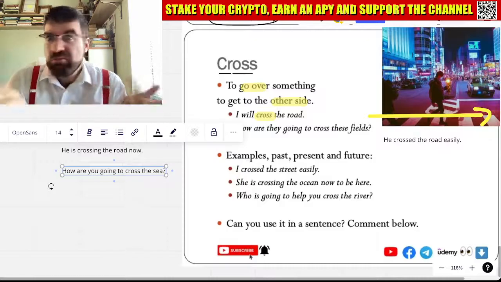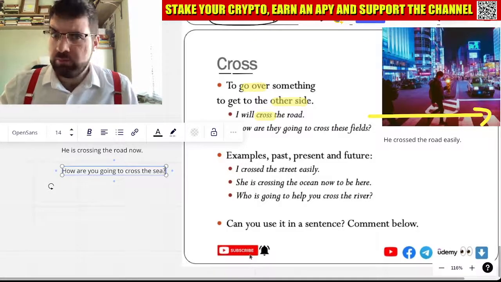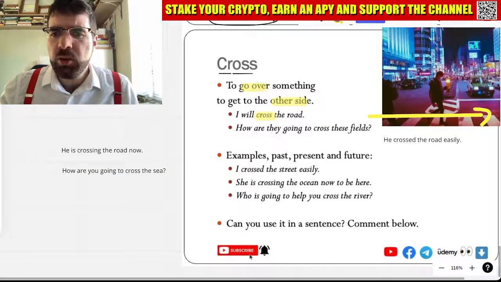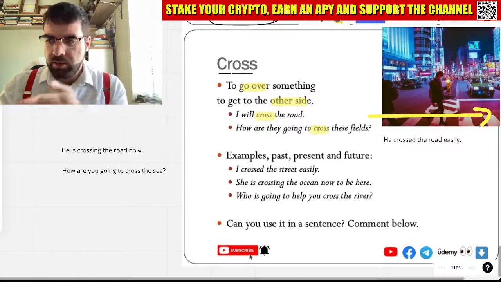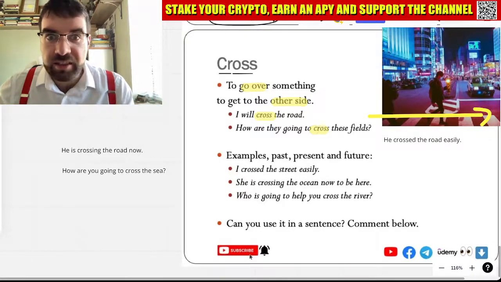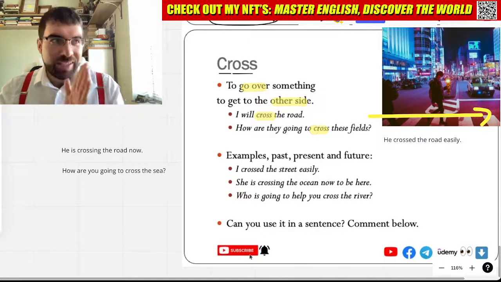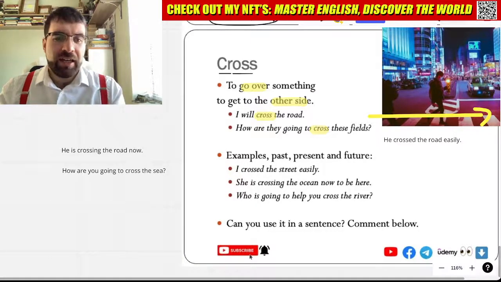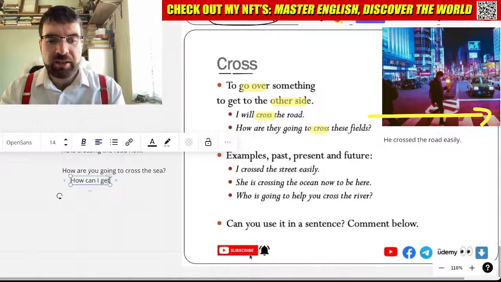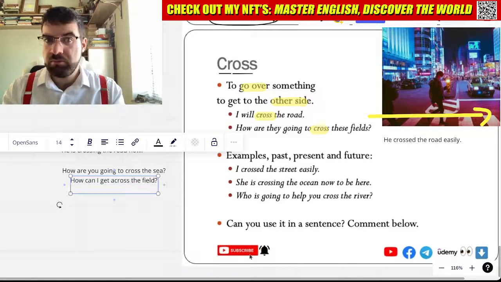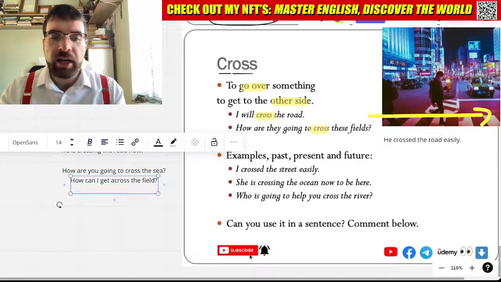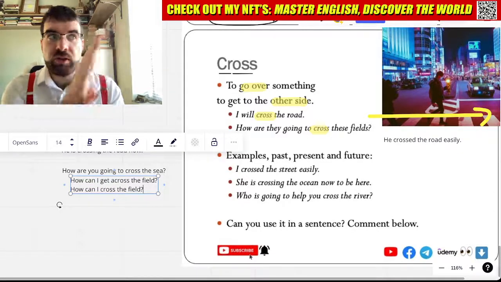How are you going to cross these fields? There's no entrance, there's no exit. How can I get across the field? How can I cross the field?